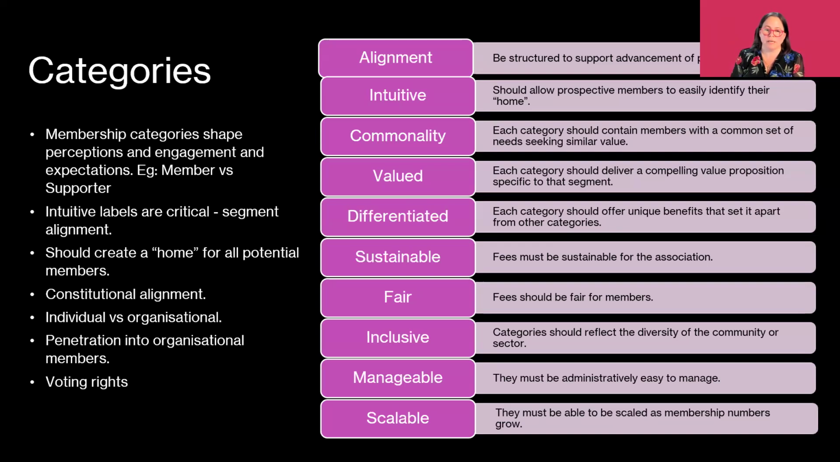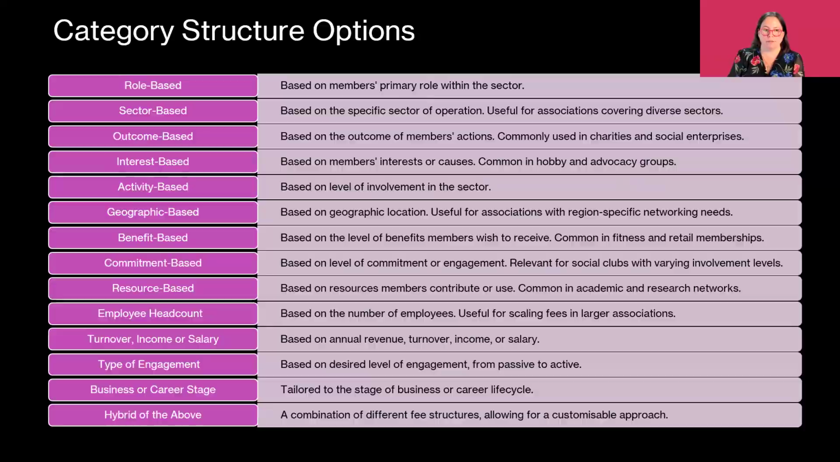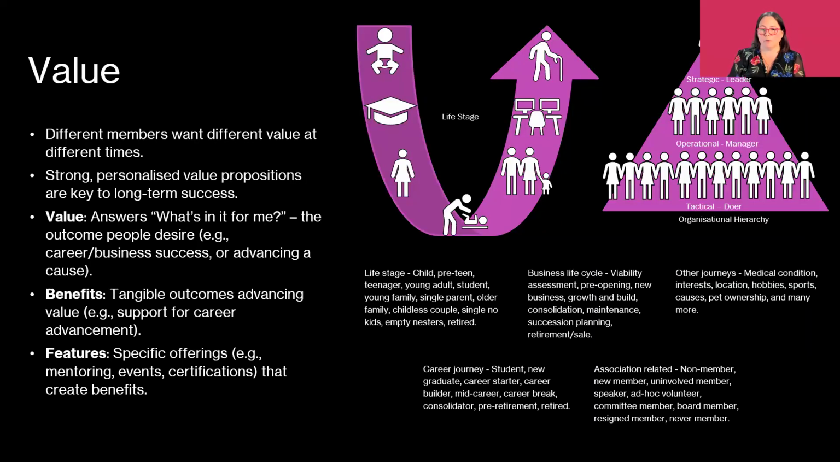One of the things too, if you're looking at organizational memberships, you have to keep in mind penetration. So say, for example, you're looking at an organization, you might have leaders, managers, doers. Each of those people is going to be looking for a different value proposition. So when you're going through and understanding your member categories, you need to be thinking about how can we deliver unique value to each of those categories, but also to the individuals within each category as an organizational member.